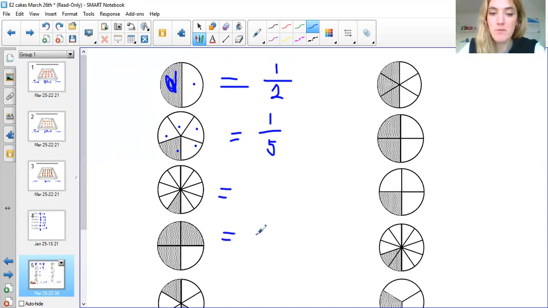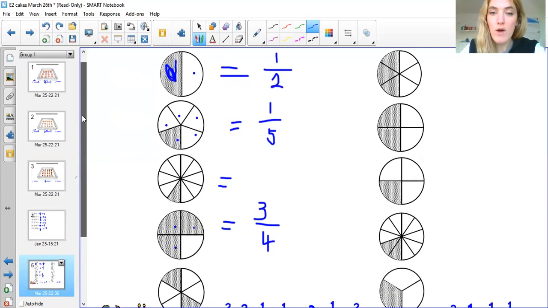Again, this type of shape, okay, is split into 4 equal parts, and 3 pieces are shaded in. So 3/4 of the shape are shaded in. So I want you to have a go. Okay, you can pause the video, have a go at calculating what part of the shape is shaded in, what fraction of the shape is shaded in. Okay, so you can have a go at these as a little warm-up task.